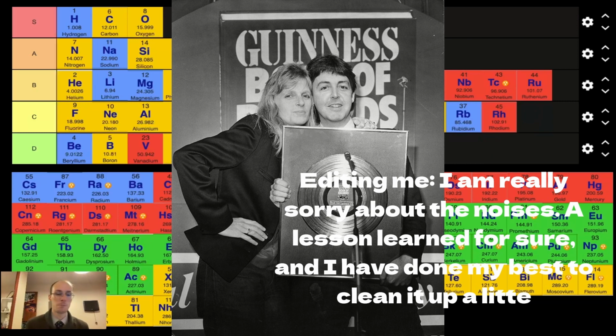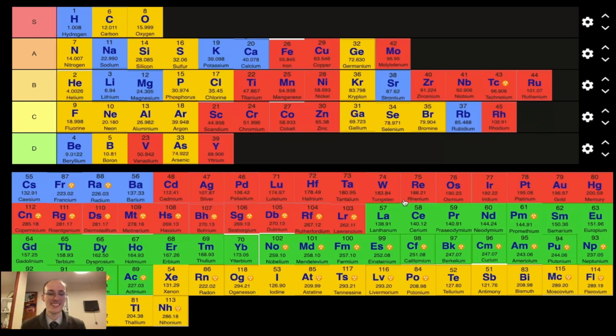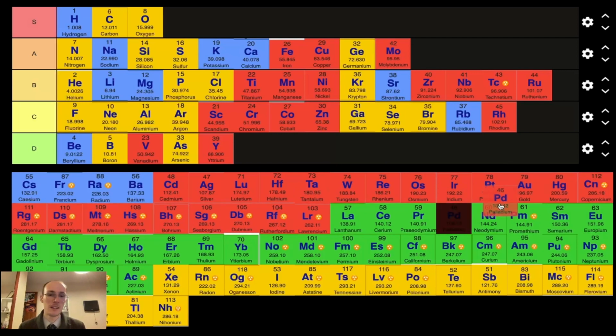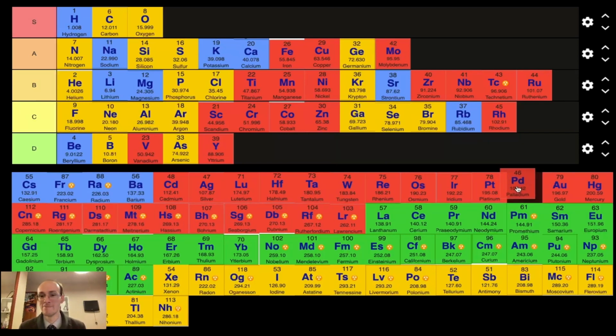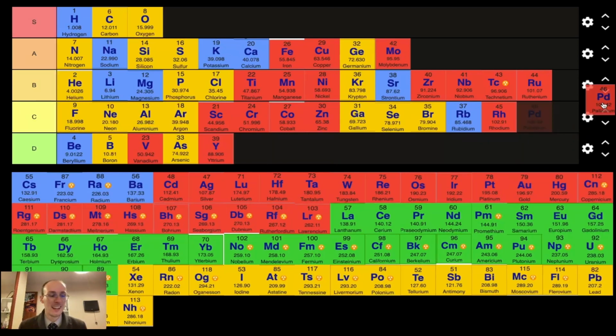Next up is palladium. It has a London theatre named after it for some reason. I could Google that as to why, but I don't care. So palladium, if you like the London Palladium, I've been there once. It's nice inside. Maybe it should get bonus points for that.